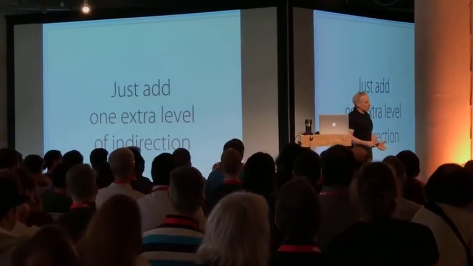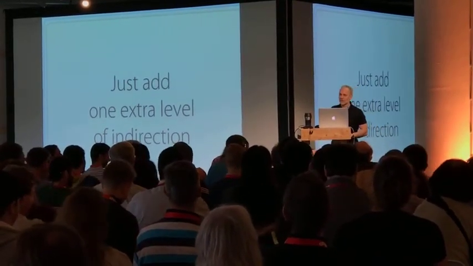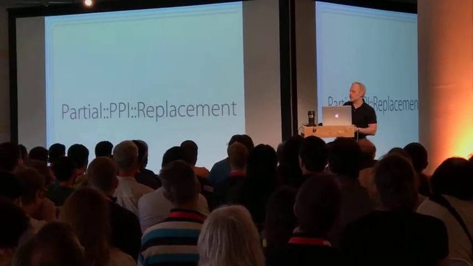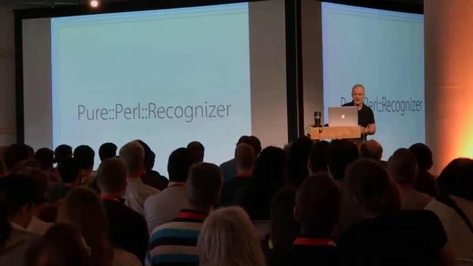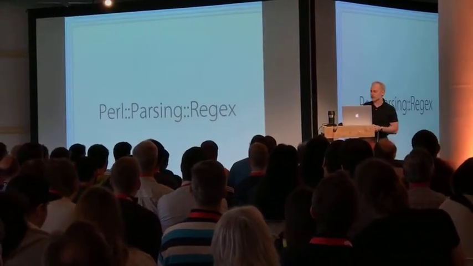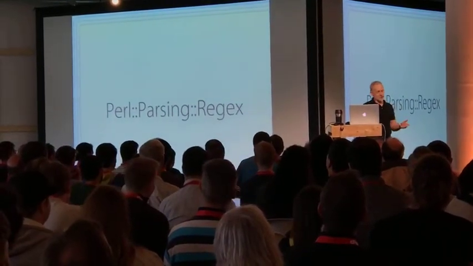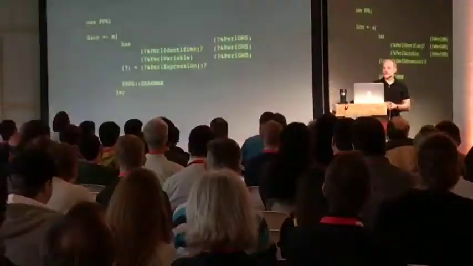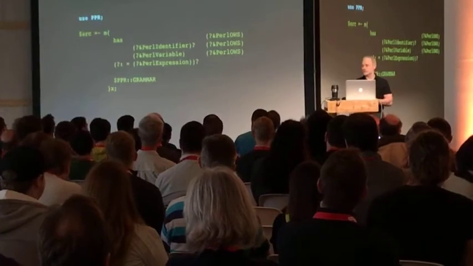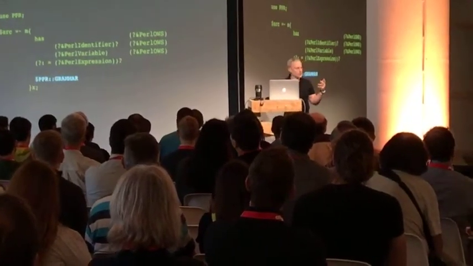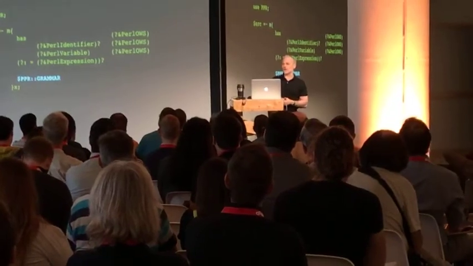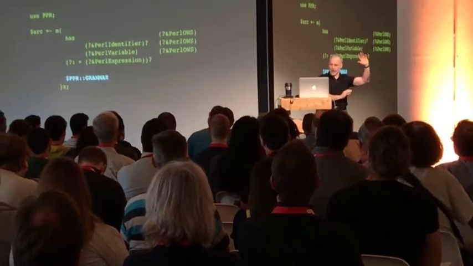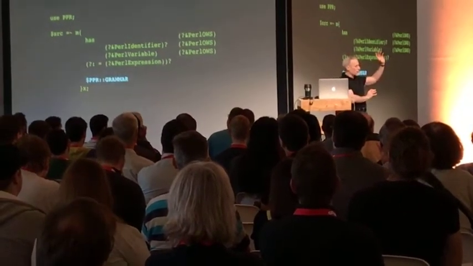I realised that all I needed to do was create one new module, which would be a partial PPI replacement, or a pure Perl recognizer, or, let's be honest, a Perl parsing regex. So the name is going to be obvious right from the start. PPR. You use PPR, and it gives you a single variable called PPR grammar. And this variable declares regex components, independent subpatterns, which collectively parse Perl.